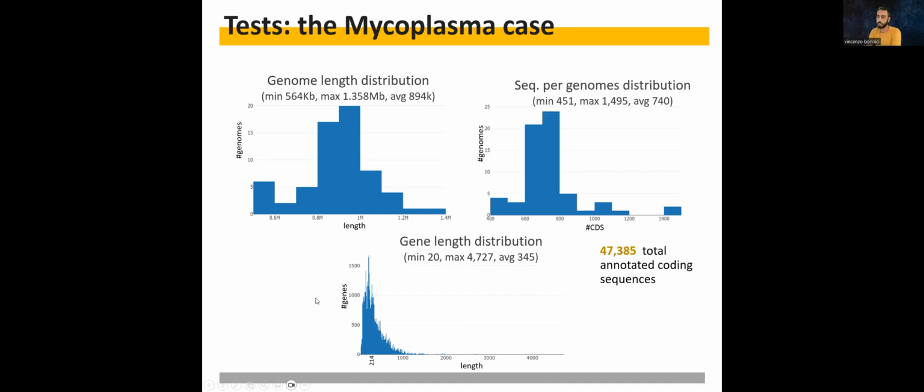And the gene length distribution, so the length of the genes that we found in this group. The average length is 214, but we can see that there are some genes whose length is over 4,000. But in general, we are analyzing this kind of groups. So the total number of coding sequences was 47,385.